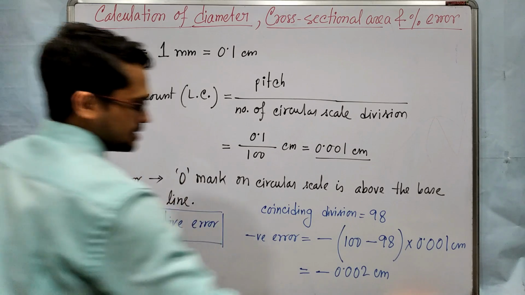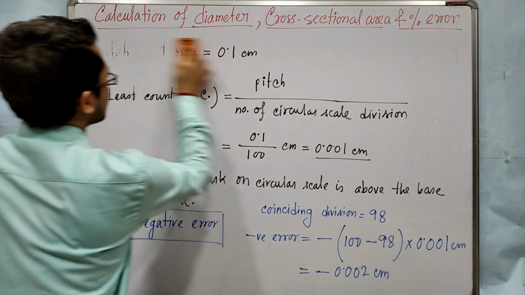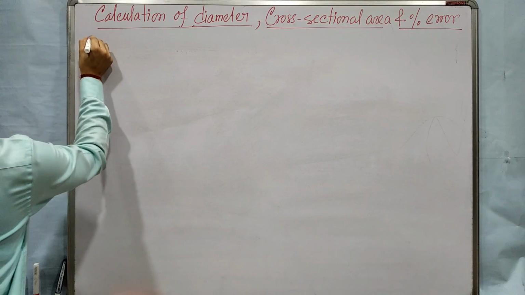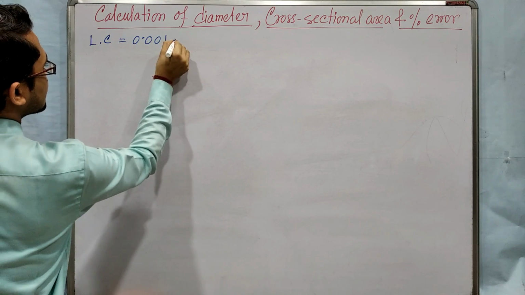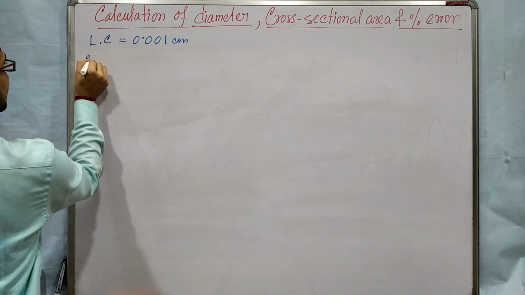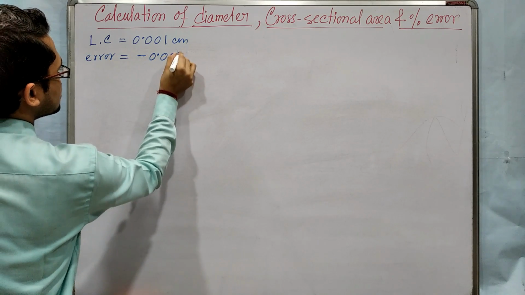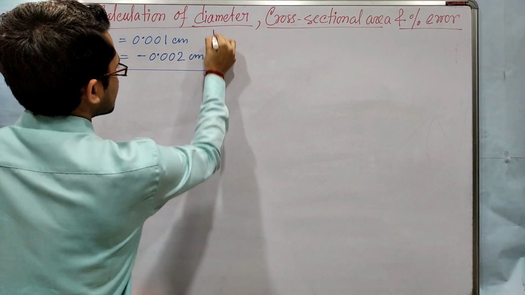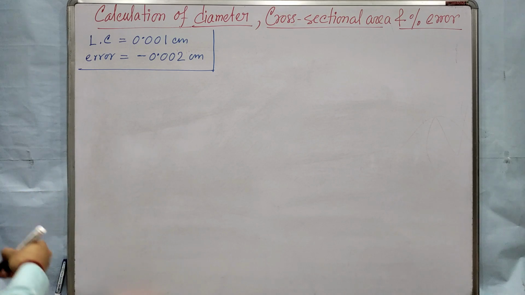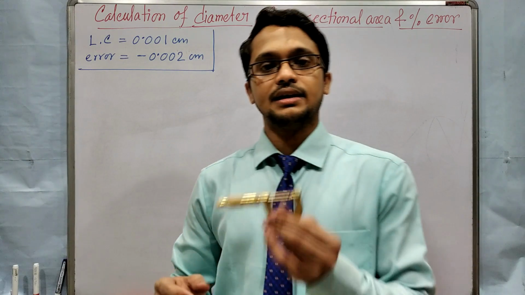From these calculations, we need this least count part and this error part. So I am erasing this; you will note down this part. Now I am writing least count equal to 0.001 centimeter, and error, negative error, minus 0.002 centimeter. These are the two required things. Clear? Now come to the readings. Now we will take the reading.